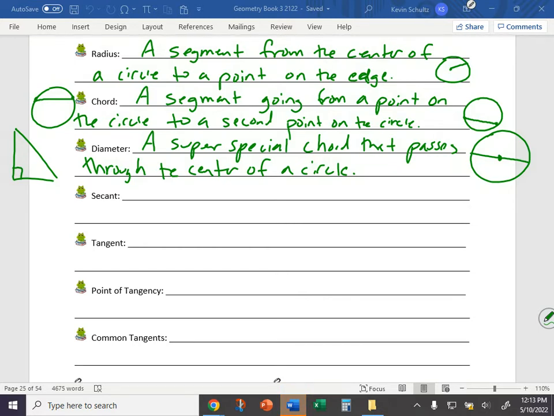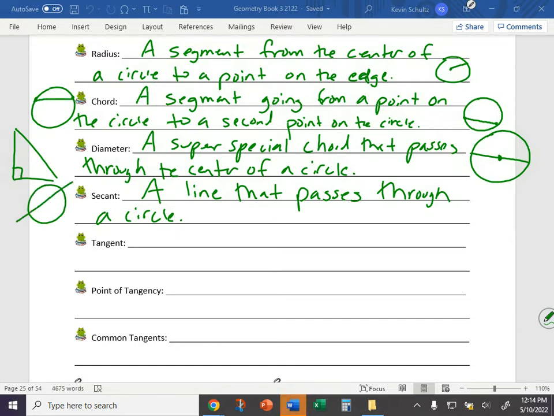A secant. Anyone heard of that term before in terms of circles? All right. Well, a secant is a line that passes through a circle. So an example of a secant, there it is. A line that passes through.